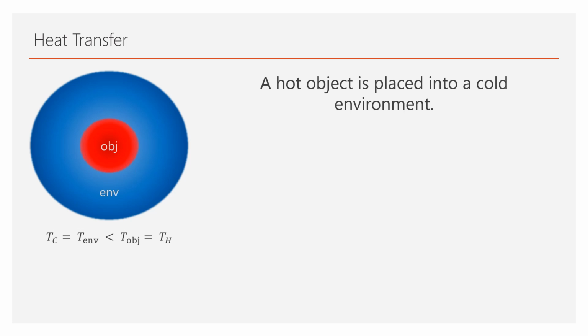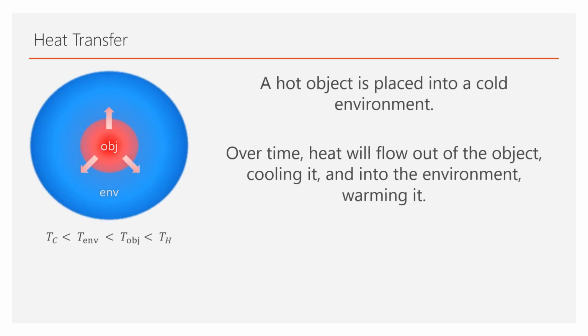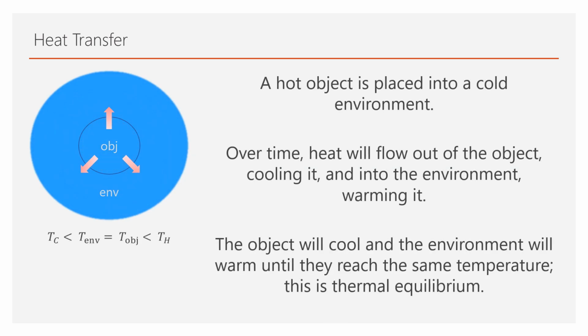If a hot object is placed into a cold environment, heat, which is the transfer of thermal energy, will flow out of the hot object and into the cold environment. Over time, heat will flow out of the object, cooling it, and into the environment, warming it. As these two get closer together, the amount of heat transfer will decrease. The object will cool and the environment will warm until they reach the same temperature. This is thermal equilibrium.